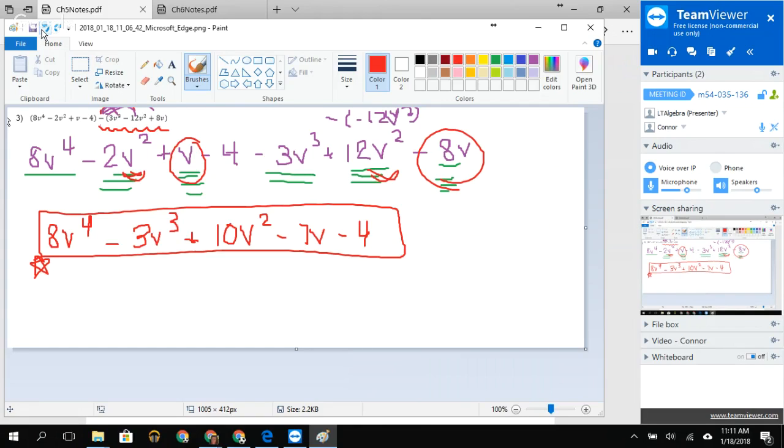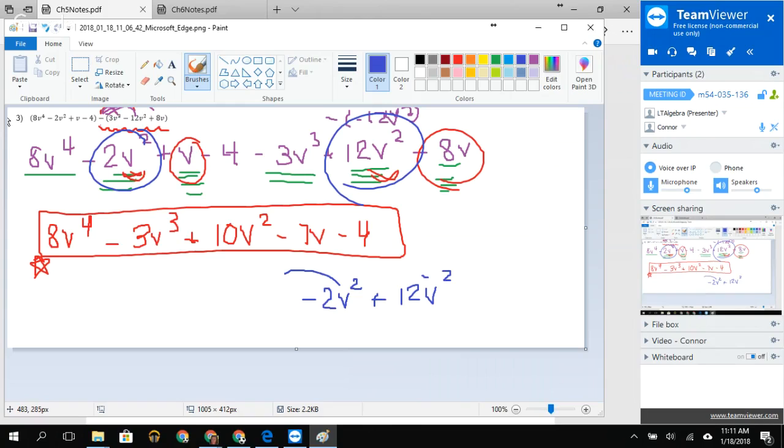I mentioned this last time, but I do think it's worth mentioning again because it helps us remember why we do it. The reason, for example, that you can combine these two terms, negative 2v squared and 12v squared, is because they share v squared in common.